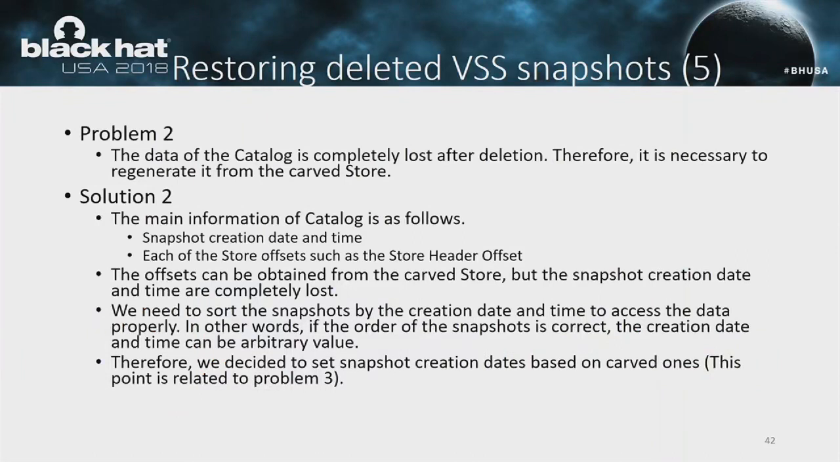Next, problem 2. The data of the catalog is completely lost after deletion. Therefore, it is necessary to regenerate it from the carved store. A solution to the problem is as follows. A catalog has two main pieces of information: snapshot timestamp and store offsets. The offsets can be obtained from the carved store, but the snapshot creation date and time are completely lost. We needed to sort the snapshots by the creation date and time to access the data properly. In other words, if the order of the snapshots is correct, the creation date and time can be an arbitrary value. And therefore, we decided to set snapshot creation dates based on carved ones.